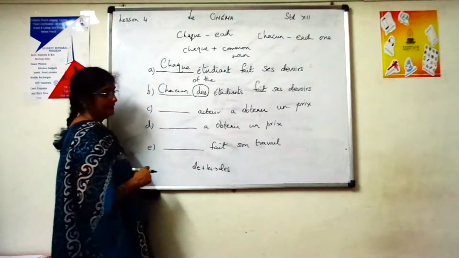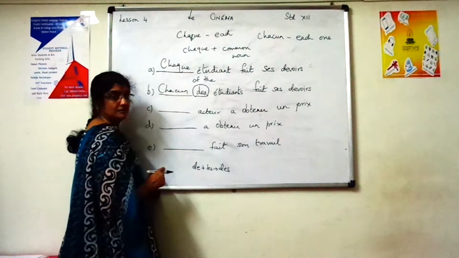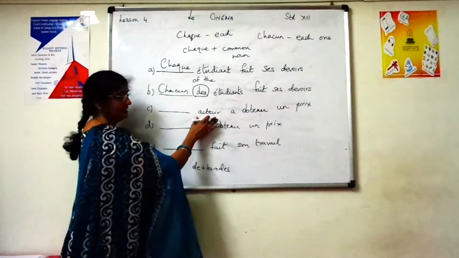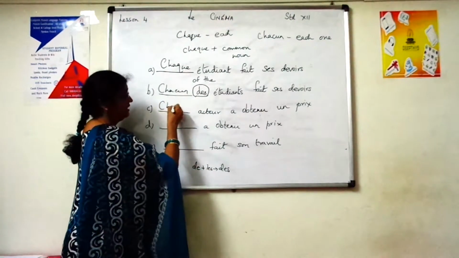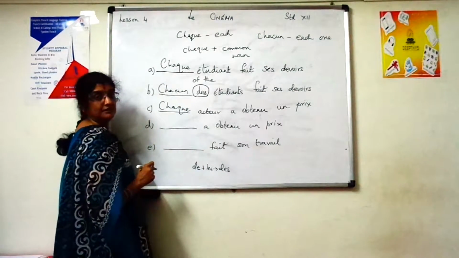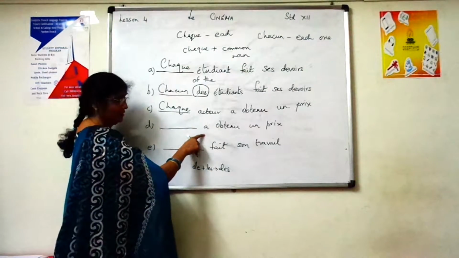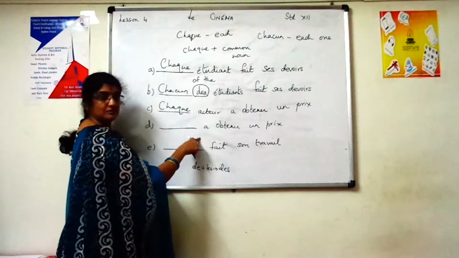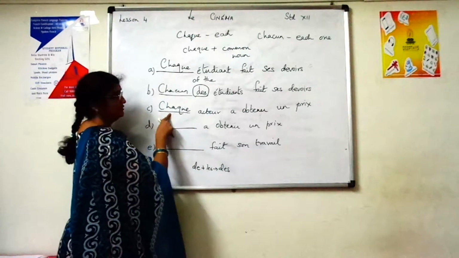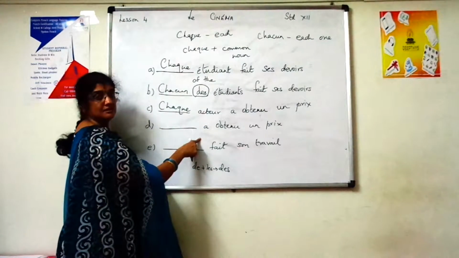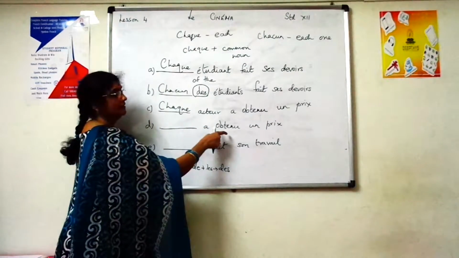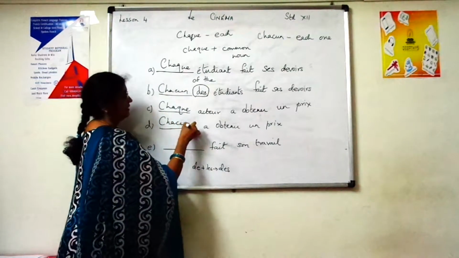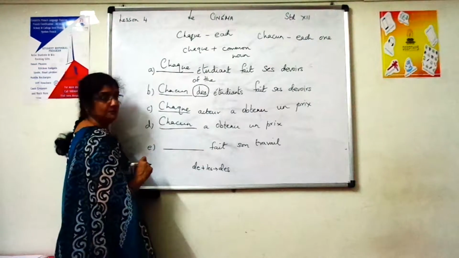Next one. Dash acteur a obtenu un prix. Which means dash actor got a prize. So here you can see that it is straight away a common noun. So you will write chaque acteur a obtenu un prix. Each actor got a prize. Again you can see dash a obtenu un prix. So you can see here there is no common noun. In the earlier sentence you can see a common noun here, so you will use chaque. Here the common noun is not written, which means each one got a prize. So you will say chacun a obtenu un prix.